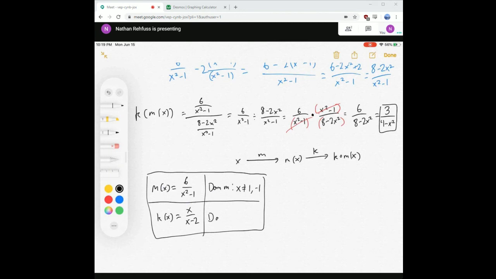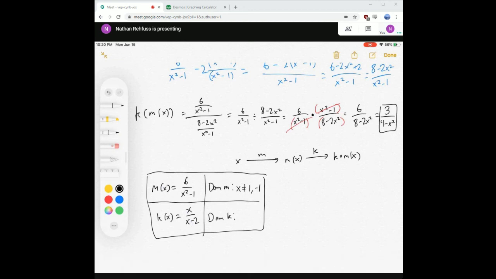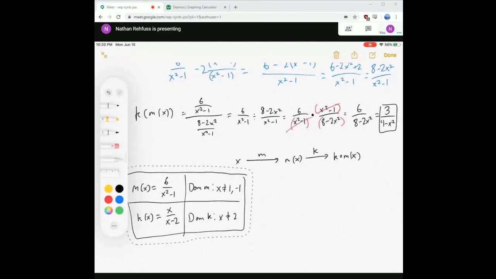So what's the domain of k? I think you can see. If x is a 2, we're dividing by 0. Otherwise, we're fine. So the domain of k is x is not 2. But how does that help us with this problem? Well, it's an important step.